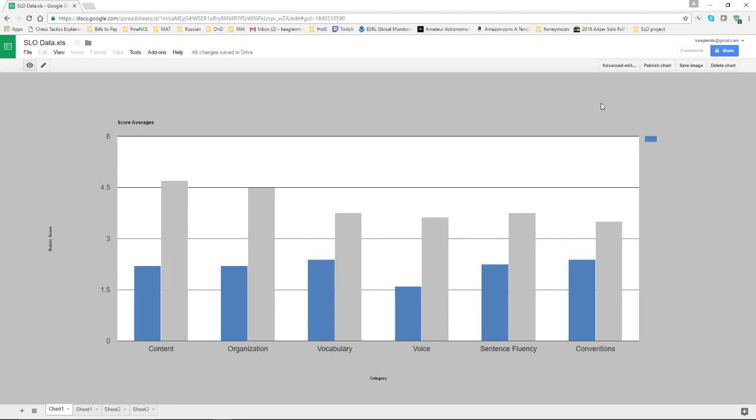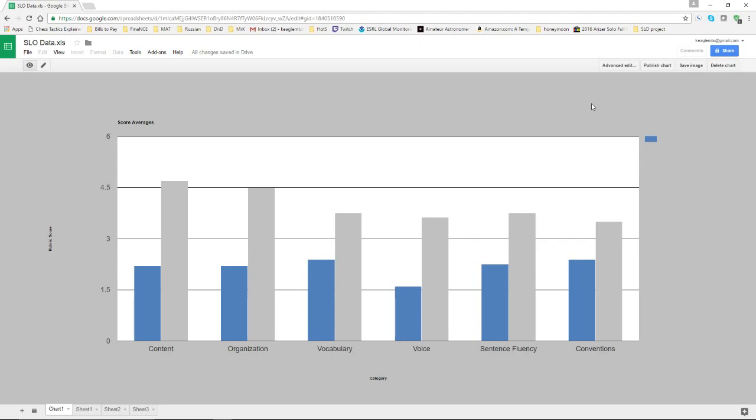Okay, so here we see the actual data that was collected during the project, and it's just a simple comparison of the rubric scores that the students earned at the beginning of the project. So this would be the baseline scores that the students earned, and then the scores that the students earned at the end of the project. And all of the scores for each area are the mean average of the entire class as a whole.